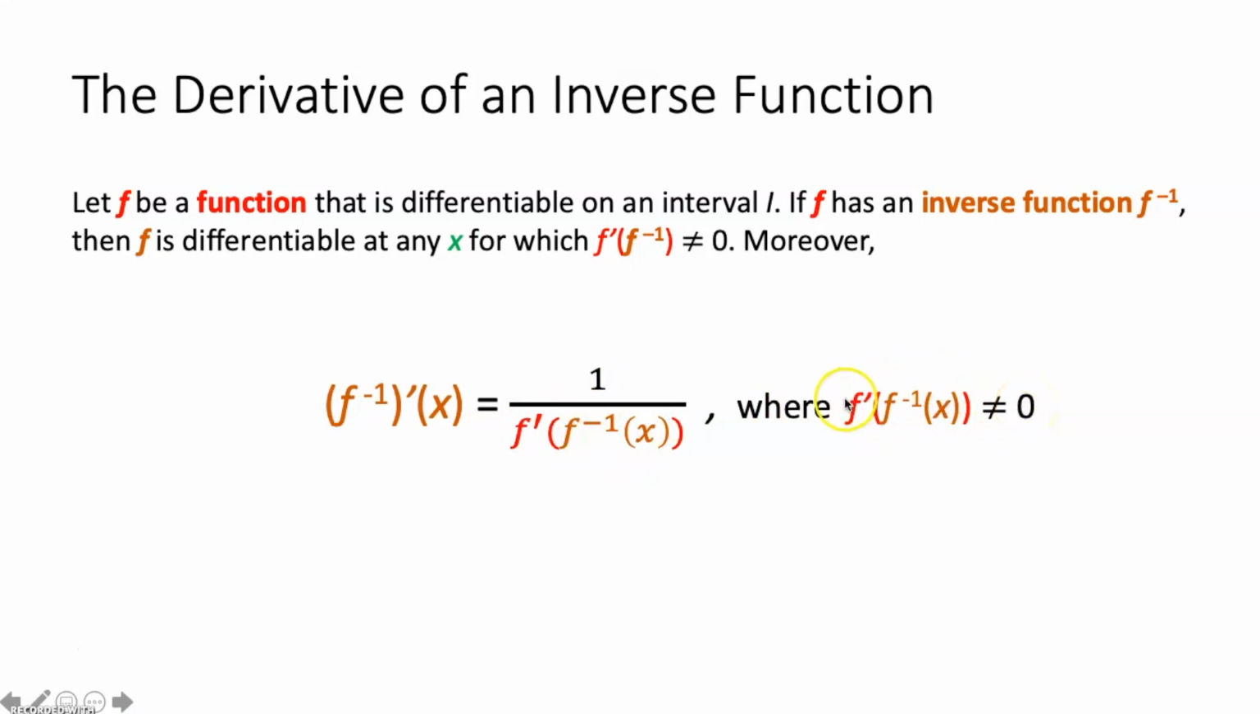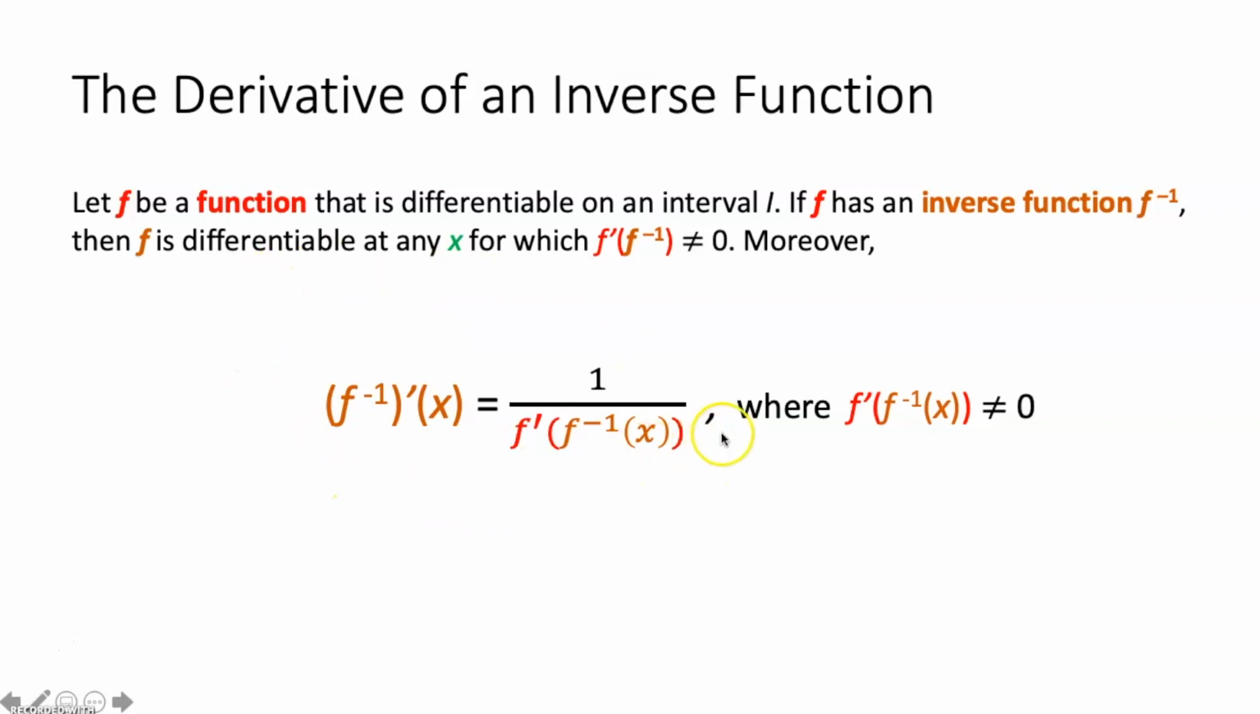Now, it makes sense why f prime of f inverse of x cannot equal 0, because you can't have 0 in your denominator. But let's explain everything else. So we're starting with a function f, and we want to take the derivative of the inverse of f. So the derivative of the inverse of f of x is equal to 1 over f prime, the derivative of your function, of f inverse of x. So your inverse function, you're going to plug in to the derivative of your original function, f, and it's 1 over all of that.